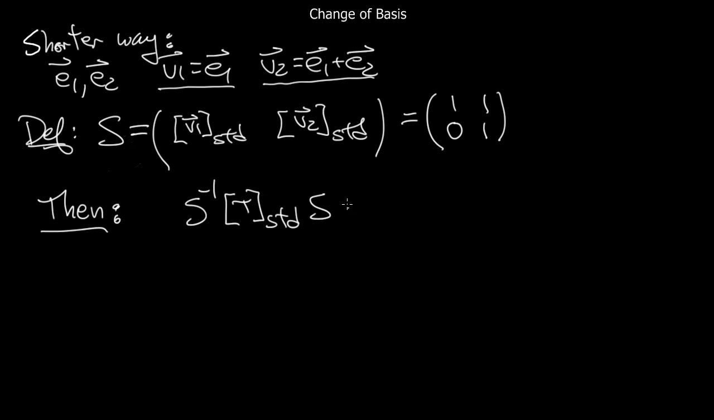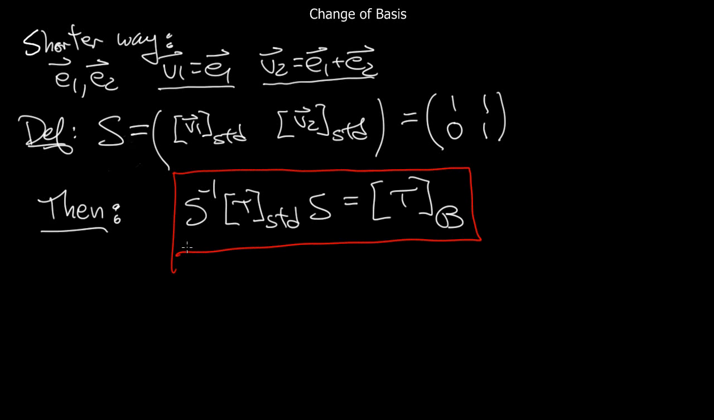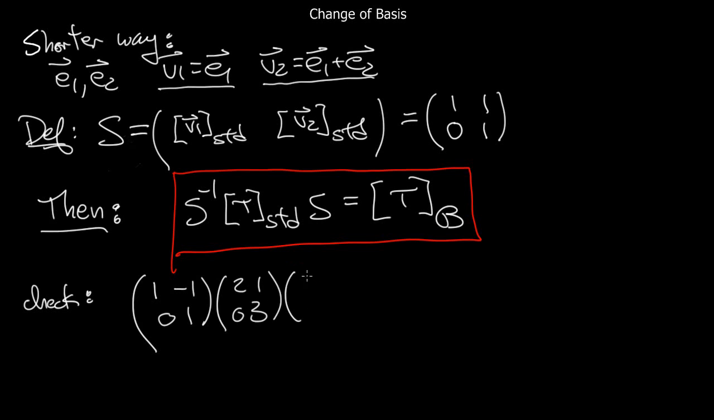If you take T in the standard basis and multiply on the left and the right by S inverse and S like this, it converts it to the new basis. So this S is called the change of basis matrix. And let's check. So S inverse is [1, -1; 0, 1]. And I'm saying you take T in the original basis, which was this guy, [2, 1; 0, 3], and you multiply on the left by S inverse and on the right by S. Let's see what you get.